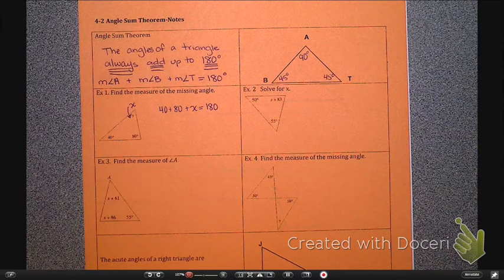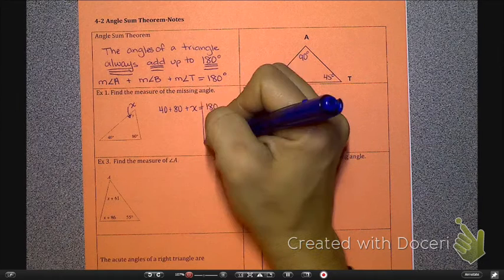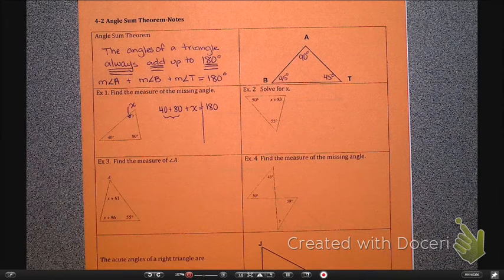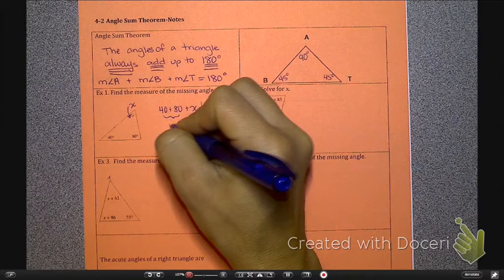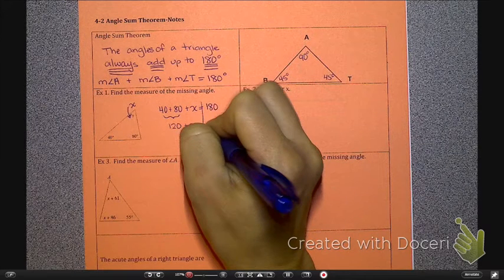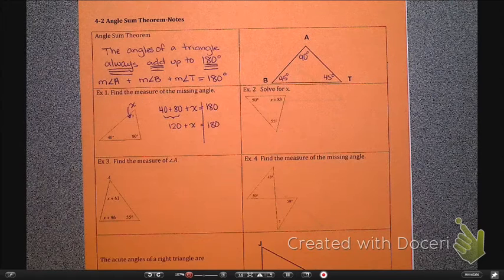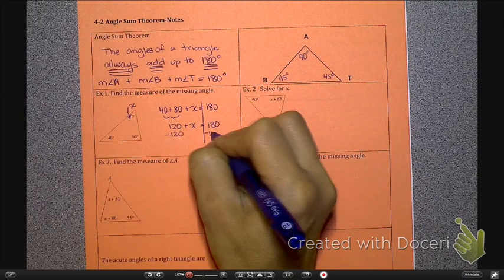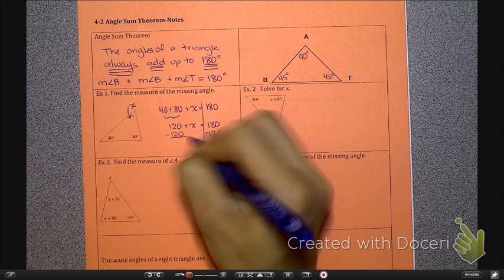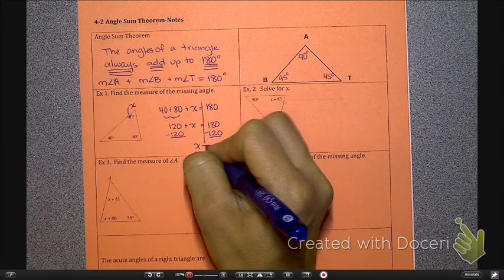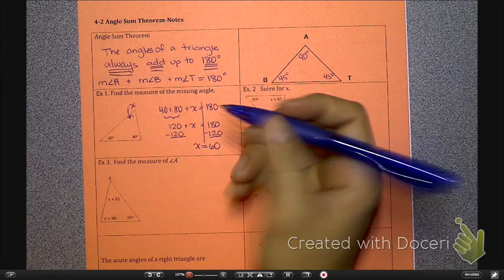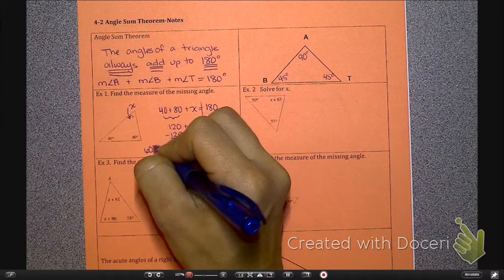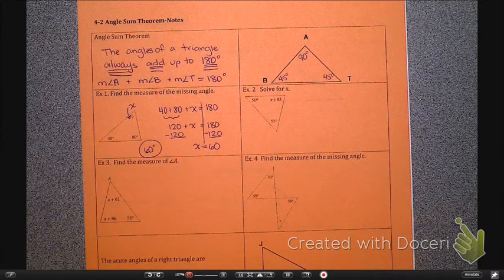Okay, so when we solve this equation, we're going to combine like terms. What do we get for 40 plus 80? Okay. All right, next, how are we going to solve? Subtract 120 from both sides. Good. Okay, so we get our value of X equals what? 60. So what is the measure of the missing angle? The missing angle is how many degrees? 60 degrees. Okay.